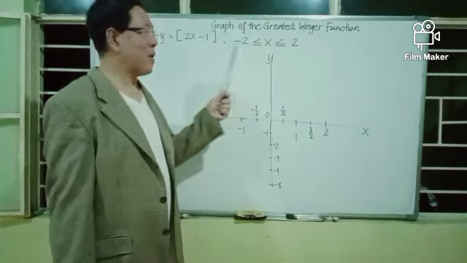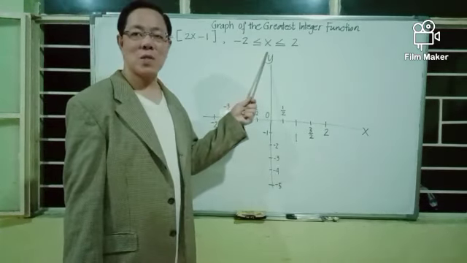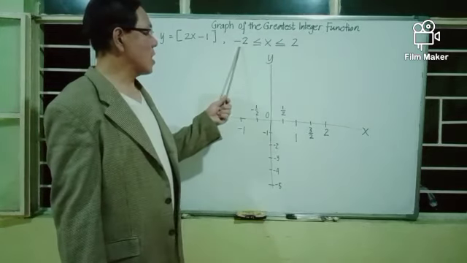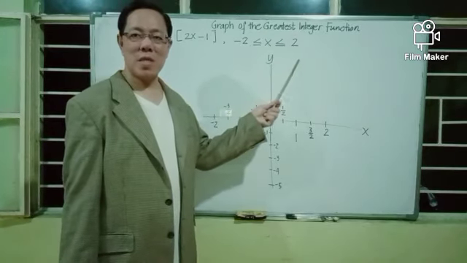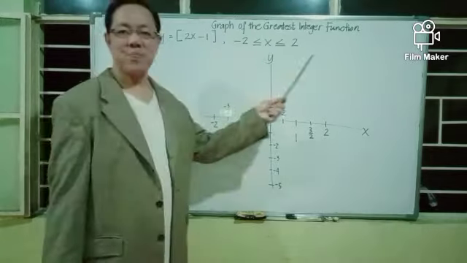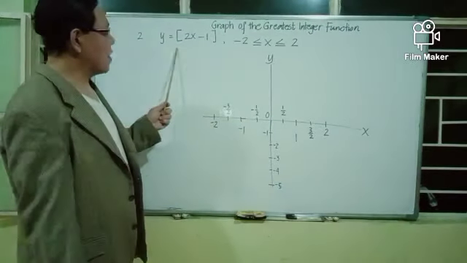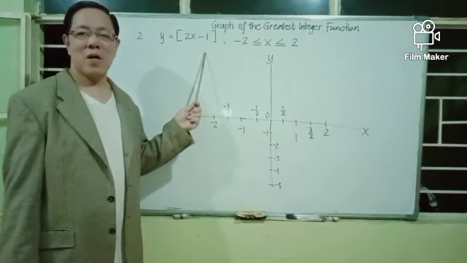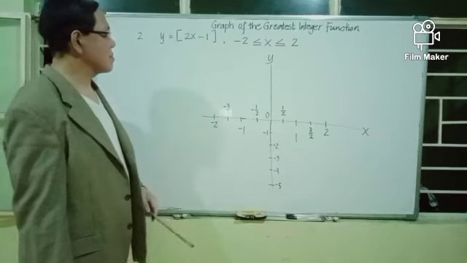We will sketch the graph of this function for these values of x greater than or equal to negative 2, less than or equal to 2. Please take note of this correction. Now we sketch the graph of this greatest integer function for these values of x.